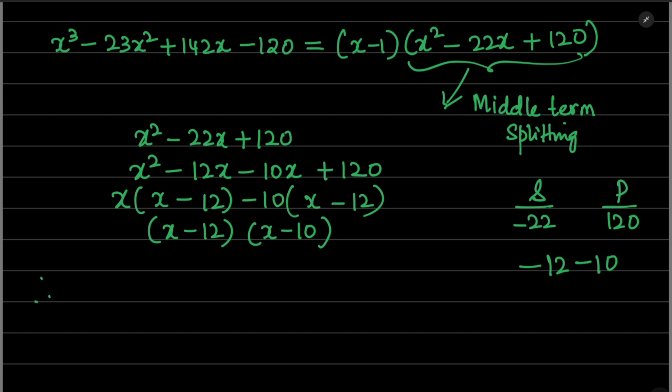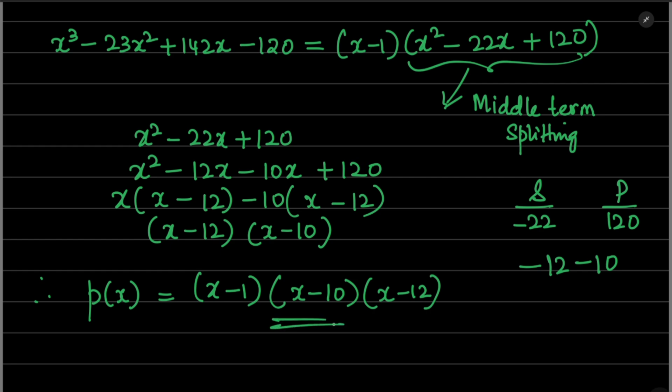So therefore the final P of x for the given question, what are the factors? The first factor you got it using your hit and trial, right? X minus 1. The next two factors would be x minus 10 and x minus 12. You can write it in any order. So you have written P of x as a product of the factors. So your answer is solved. Let's revise this once again.